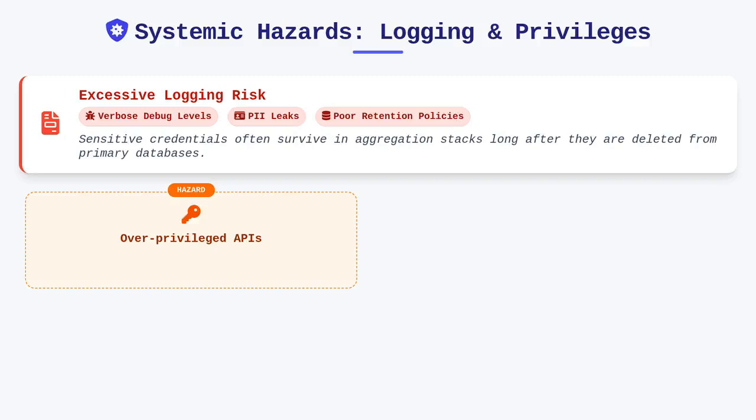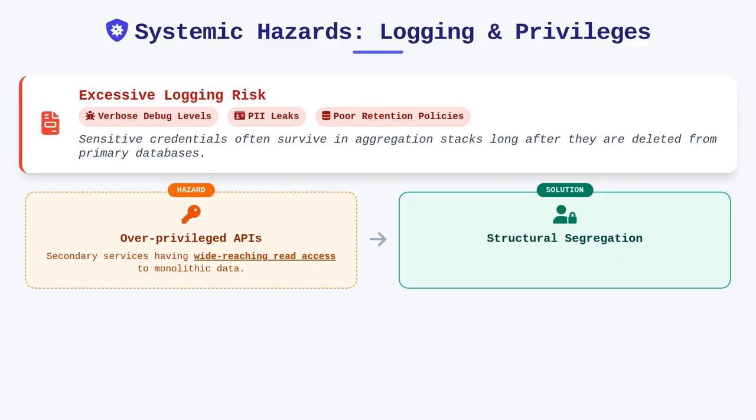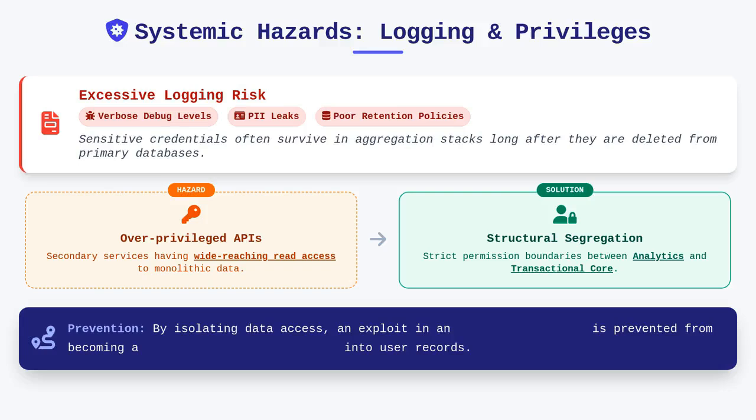Furthermore, overprivileged API integrations exacerbate this issue by granting secondary microservices wide-reaching read access to monolithic data structures. In a well-designed system, an analytics service should never require the same permission set as the transactional core. By enforcing strict structural segregation, we ensure that an exploit in an external-facing dashboard does not necessarily provide a vector for lateral movement into our sensitive user record databases.